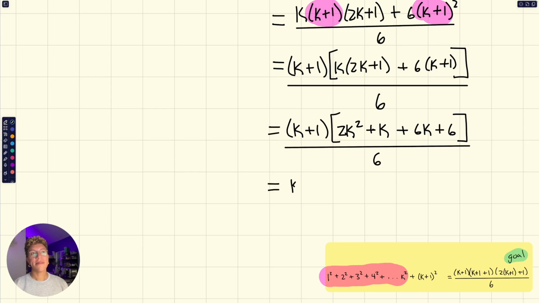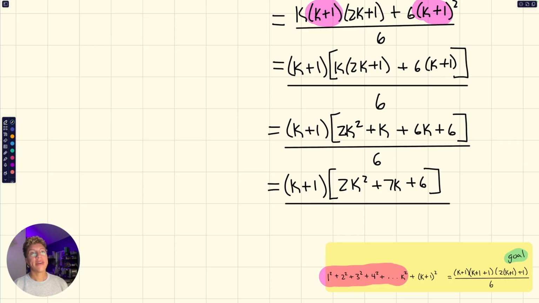Bring us down to our next step. We say k plus 1 is now multiplied by this quadratic, 2k squared plus 7k plus 6, all of that being over 6. Again, we know that for all the problems we solve in IB math, the results are always true. And so we can kind of take a shortcut and say, well, this quadratic probably factors and turns into these last two terms in our goal. But just to be thorough, we'll go through the process of doing that.